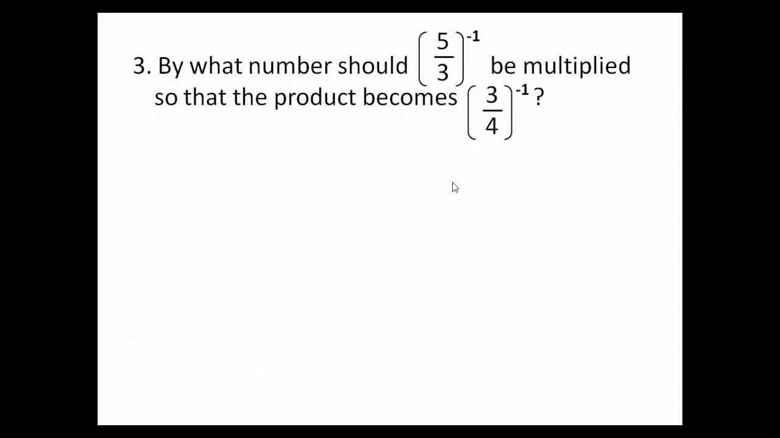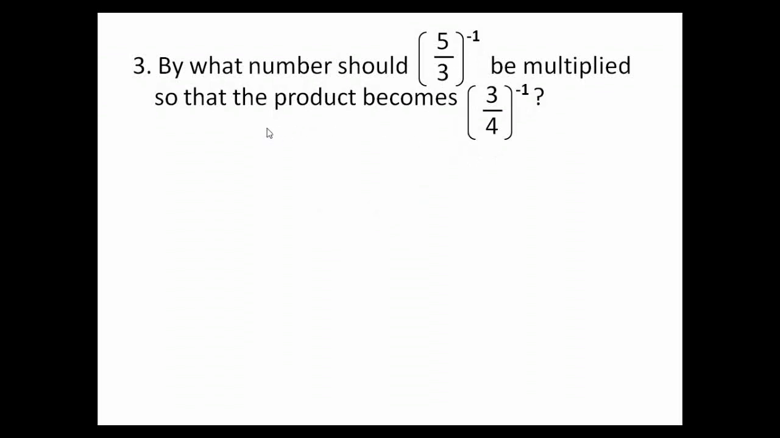Now think of it as a simple number. If I ask you by what number should 2 be multiplied so that the product becomes 10, what number should I multiply by 2 to make it 10? We all know that by 5, if we multiply 2 by 5, we'll get 10. But how did we get 5? If here we have 10 and here we have 2, it means we can do 10 divided by 2.